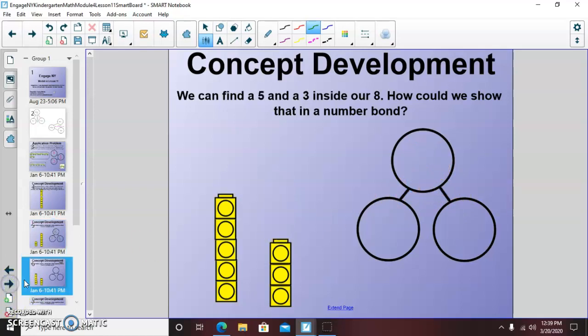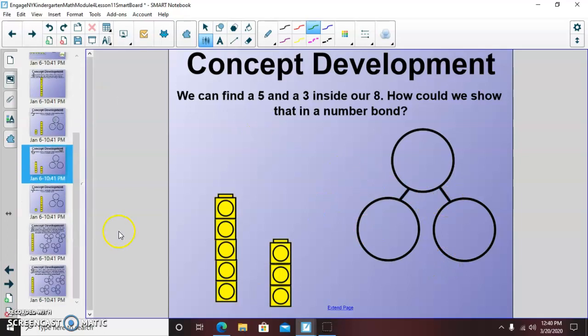Let's do our next challenge. Okay, now we're going to do this one together, and then we're going to do one more by yourself. Okay, so we're going to do this one together. We're going to do one by ourselves, and then I have some challenge problems. So here we go. They broke it into 2 parts already. So let's count our first part.